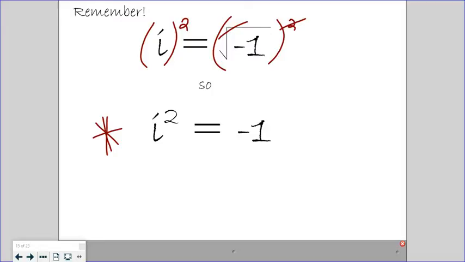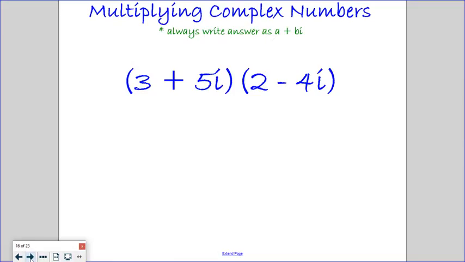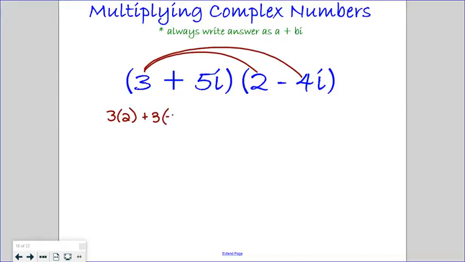Then we would just treat i like a normal x or y. Okay, so let's try to FOIL these that have these two complex numbers. The process to foiling does not change, and I'm going to show a lot of notes on this first one. Follow our normal steps for foiling. First times first, outsides, insides, and lasts.